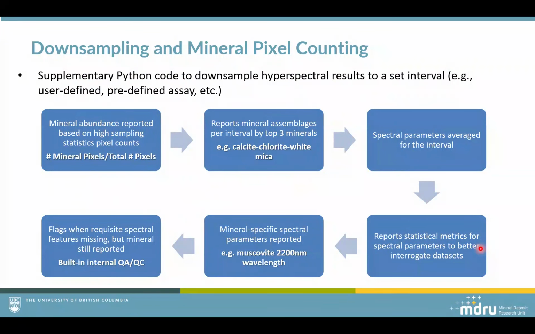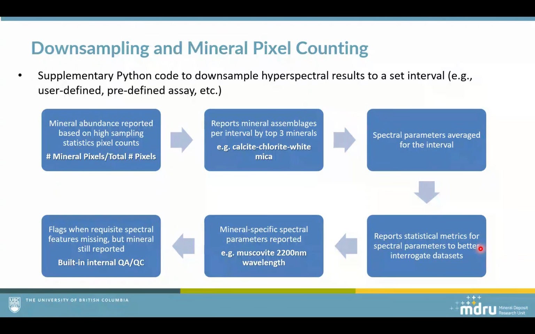From there, we get to what the service providers ultimately provide as a downsampled method, which is a much more storage-friendly solution. So we've introduced this through a series of Python codes at 1 meter intervals in some of the data that we're going to show you coming up. But this can also be manually modified to assay intervals or whatever you see fit to your data set.